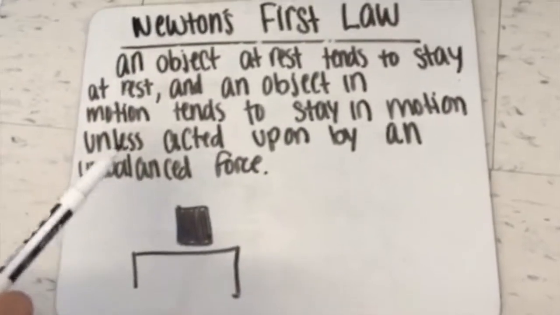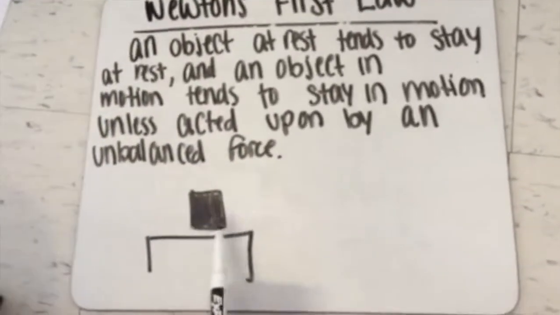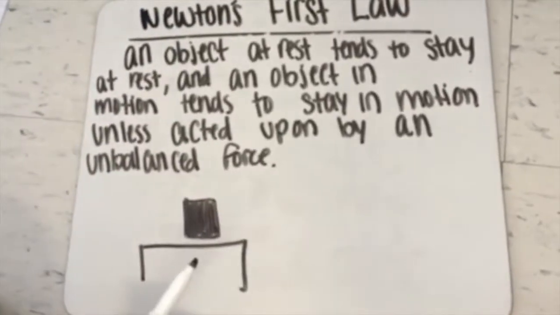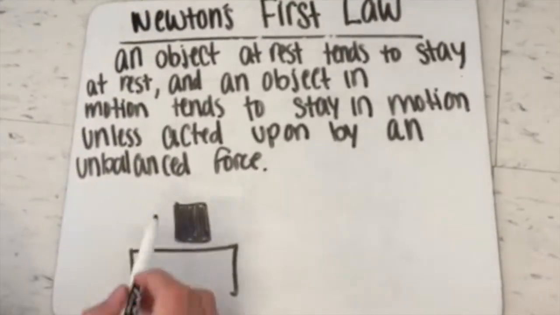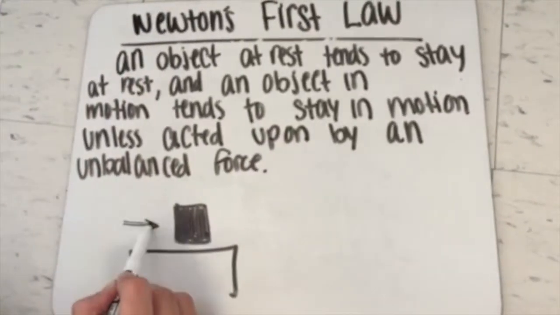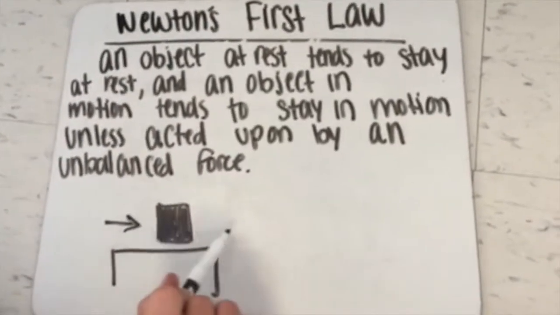Newton's first law states that an object at rest tends to stay at rest, and an object in motion tends to stay in motion unless acted upon by an unbalanced force. For example, this box is at rest and it will stay at rest because there is no unbalanced force acting on it, since the normal force and the force of gravity cancel each other out. If someone were to push this box, it would not be at rest anymore because an unbalanced force was applied.